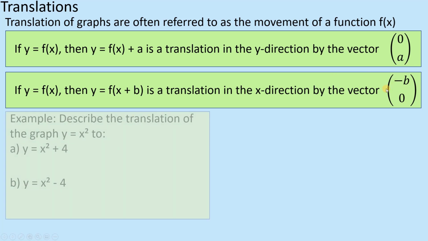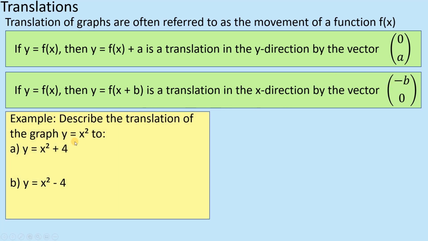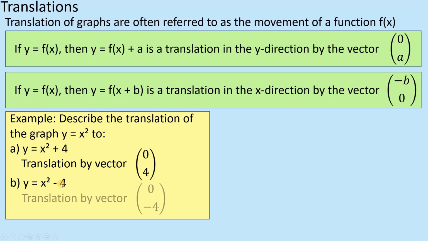So let's have a quick look. I've got a graph of y equals x squared, and I want you to describe the translation when I add 4 to it. Well, when I add 4 to it, this is outside of the x squared. It's not changed the x in any shape or form, has it? I've just added 4 to it, so this is going to go up 4. So translation by vector (0, 4). And underneath it, same kind of idea. It's got minus 4, so it's just going to go down 4. Okay, so they're relatively straightforward.